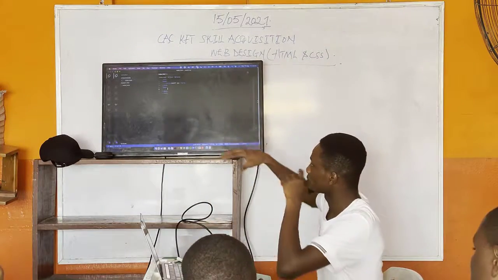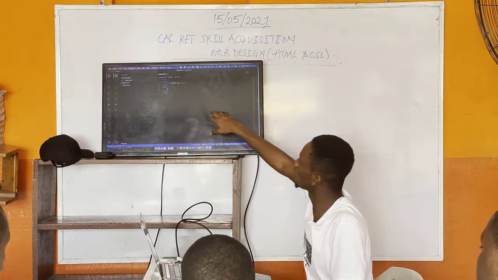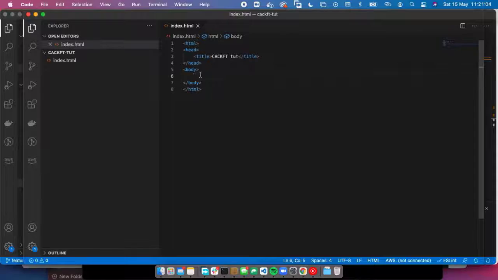So now, the first thing is when you design something like this, you know that every content that you want to display is in the body. And you notice that the body starts and the body closes. So everything sits inside the body. So you can decide to use division.